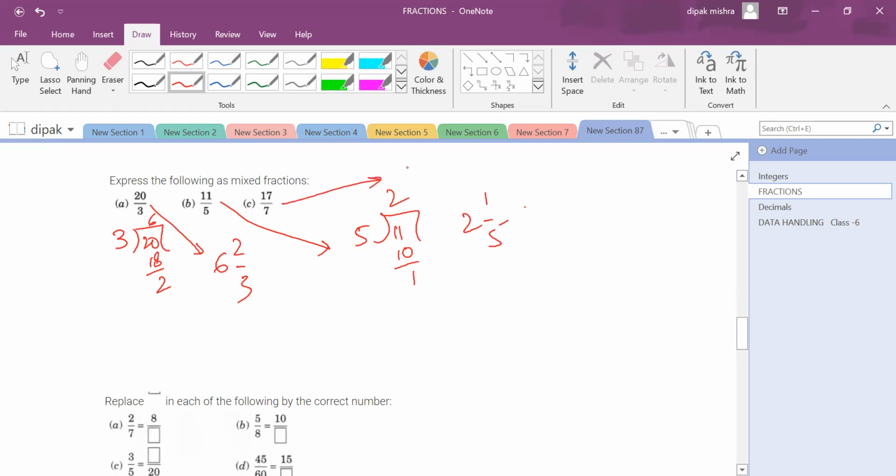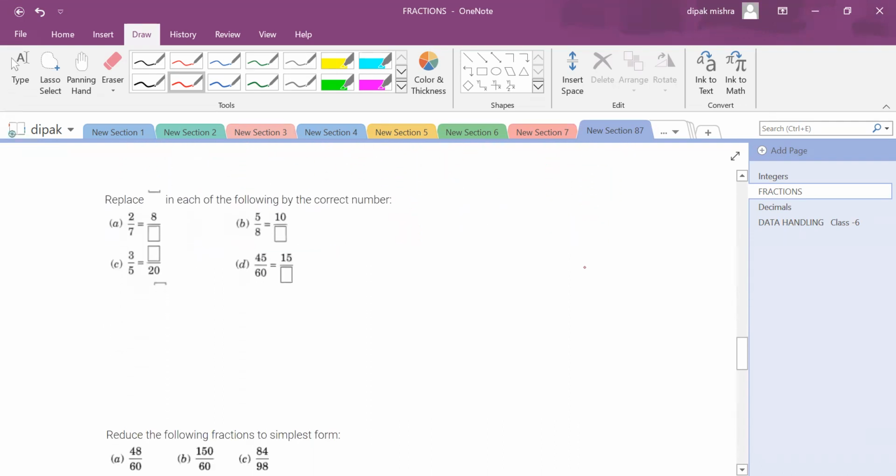17 over 7. So you divide 17 by 7. So 7 twos are 14. So 3 is the remainder. So 2 and 3 over 7 is your answer. So this fraction is 2 and 3 over 7.